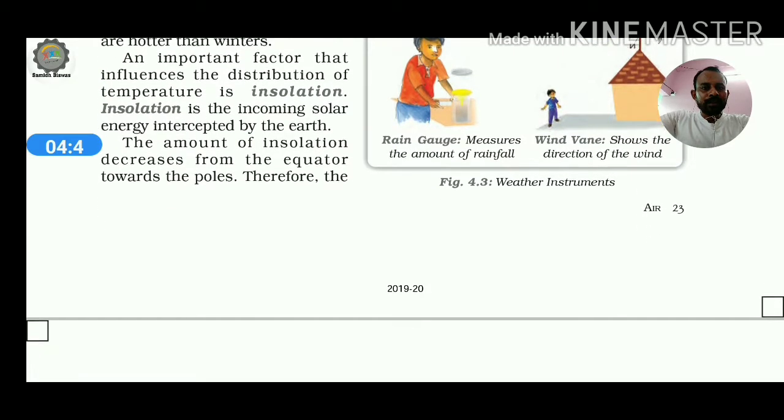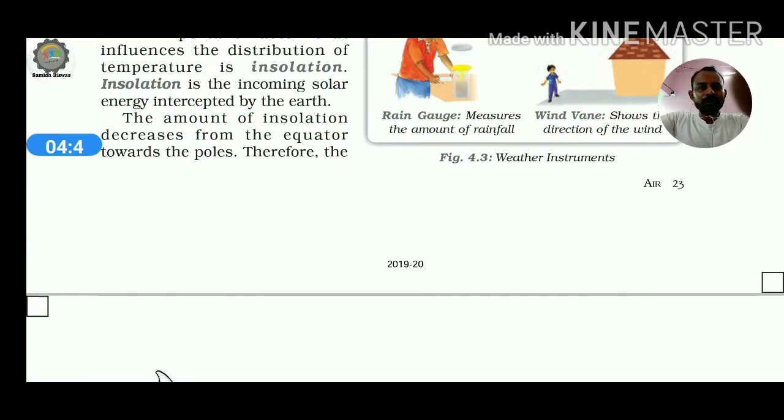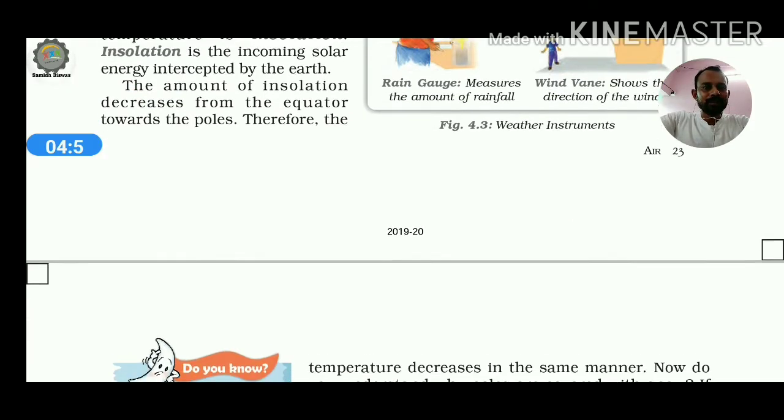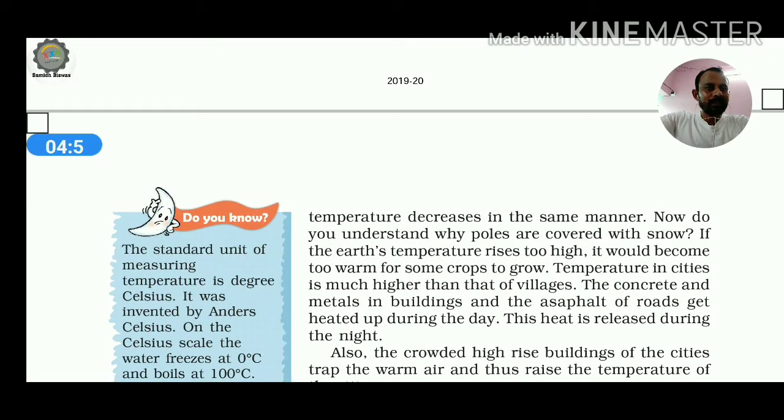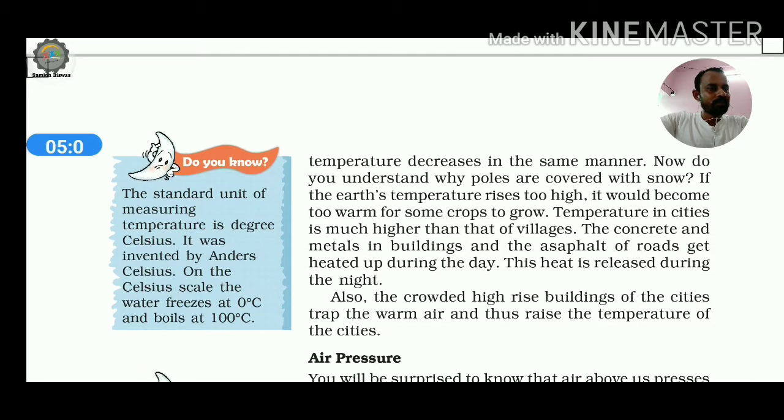So insolation decreases. From here, you see what I have discussed: the amount of insolation decreases from the equator towards the poles. What is the reason? Already I have discussed. Therefore the temperature decreases in the same manner. Now do you understand why poles are covered with snow? That already I have told you.